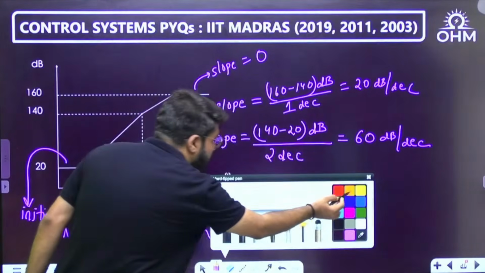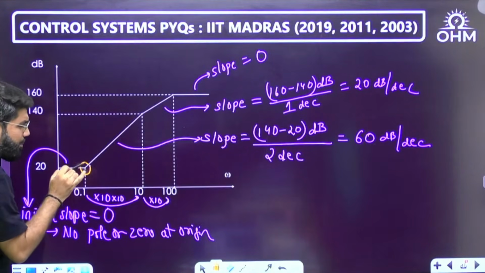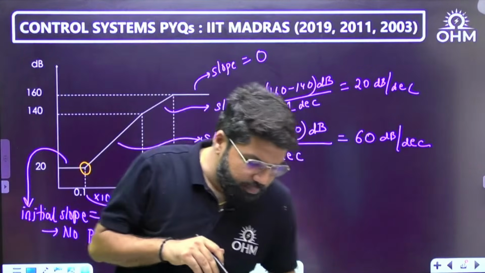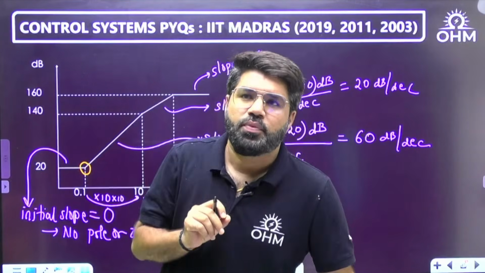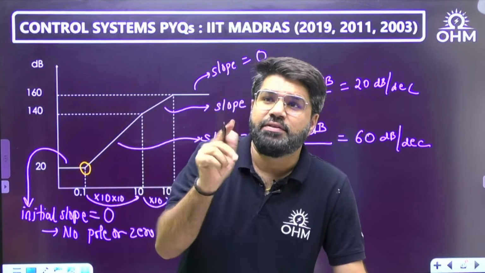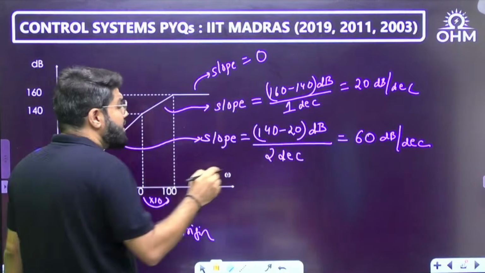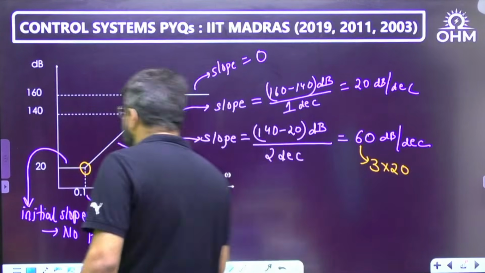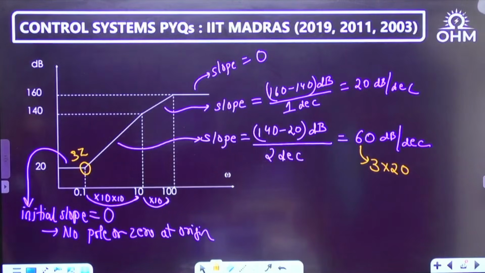Now I will write down, there was initial slope 0, but here slope becomes 60. Whenever slope increases, it represents a zero. But the slope increased by 60, and 1 zero will increase it by 20. If slope increased by 60 directly, it is 3 times 20. That means this point corresponds to 3 zeros. There are 3 zeros at point 1.